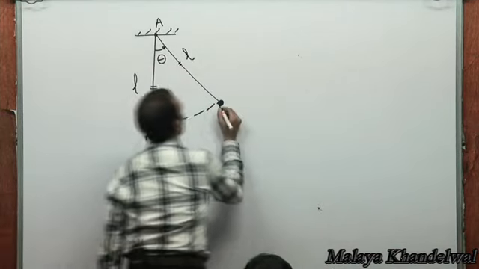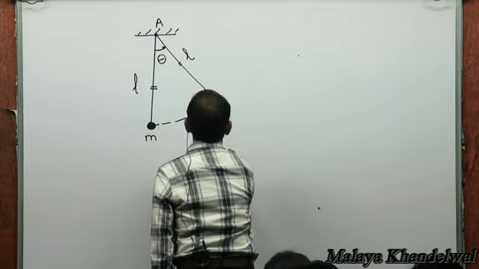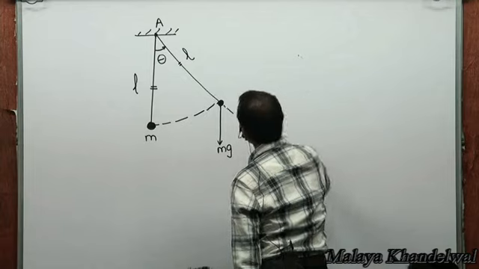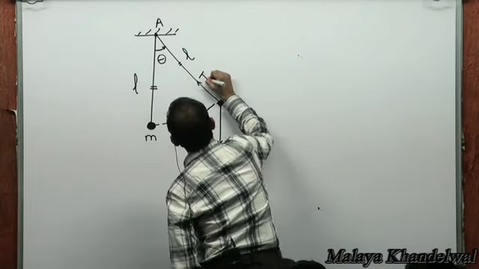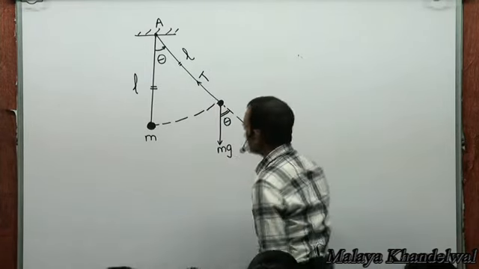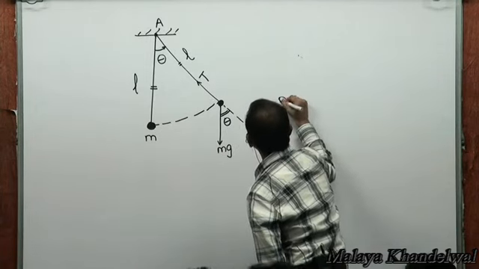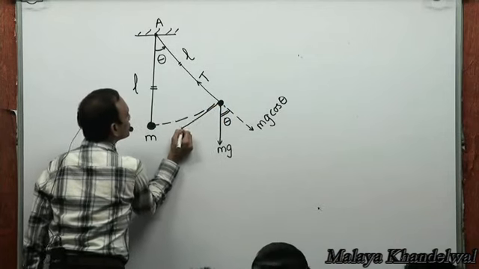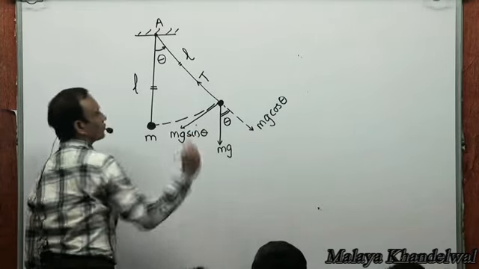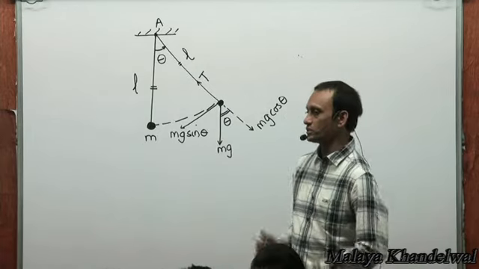Now, at this juncture, there is mg acting like this. There is tension in the string T like this. This angle is theta. This is mg resolved as mg cos theta this way and mg sin theta along the tangent. Right? No, T is not mg cos theta.